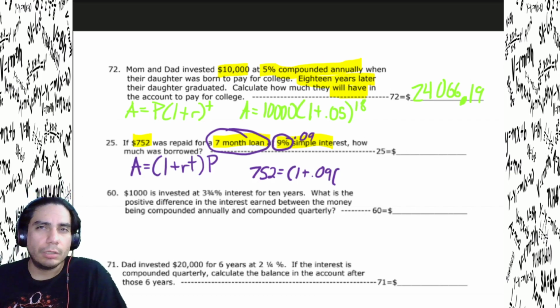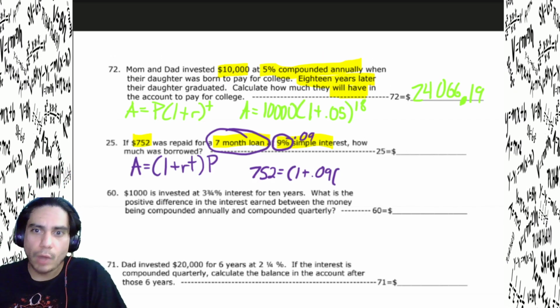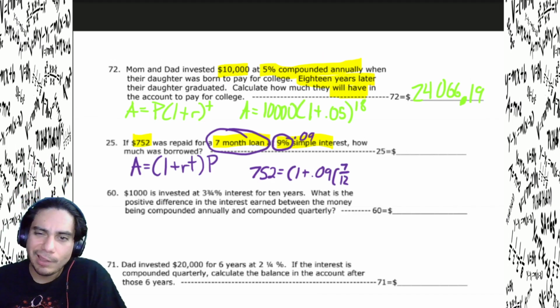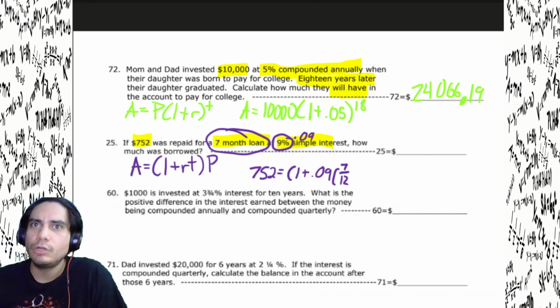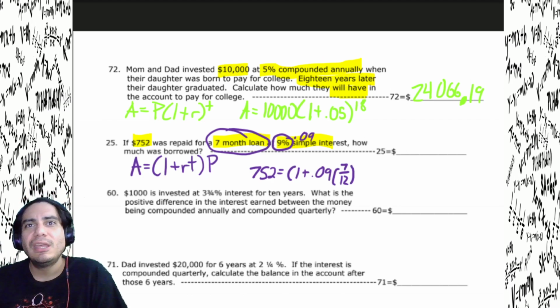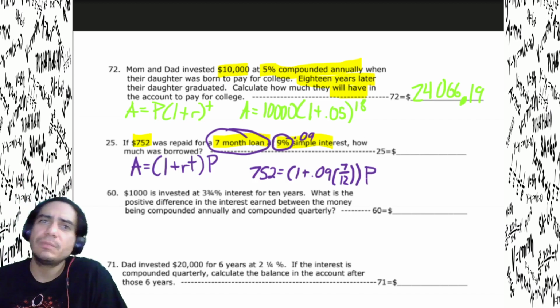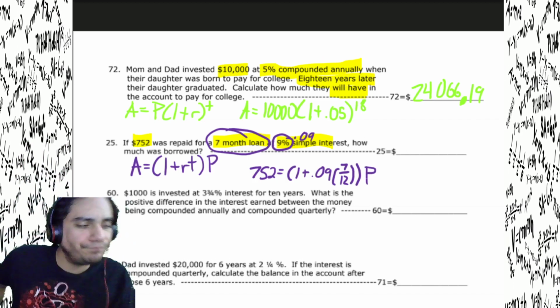How many months are in it? You know what? Maybe we're going to have to write a fraction. Maybe we're going to have to write 7 over 12, because it's 12 months in 1 year and we're only borrowing for 7 months. And all of that multiplied by the principal is going to give us 752.